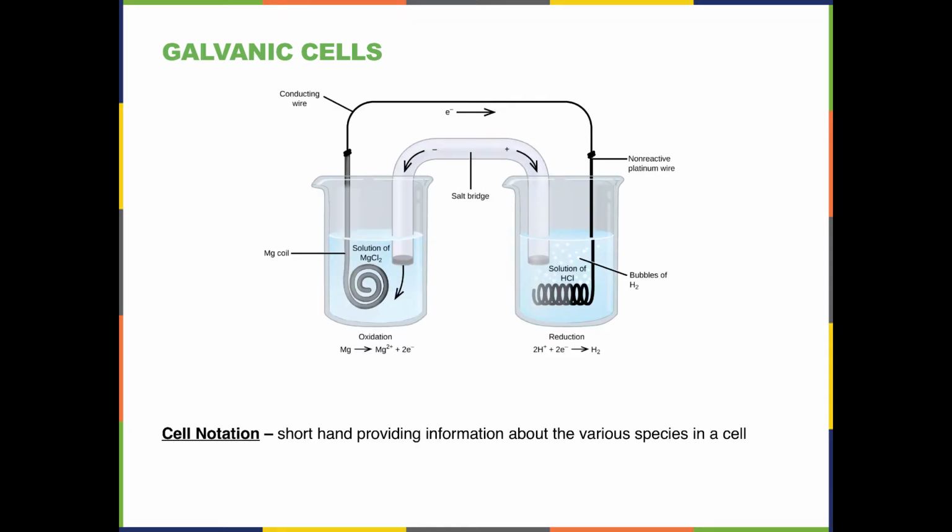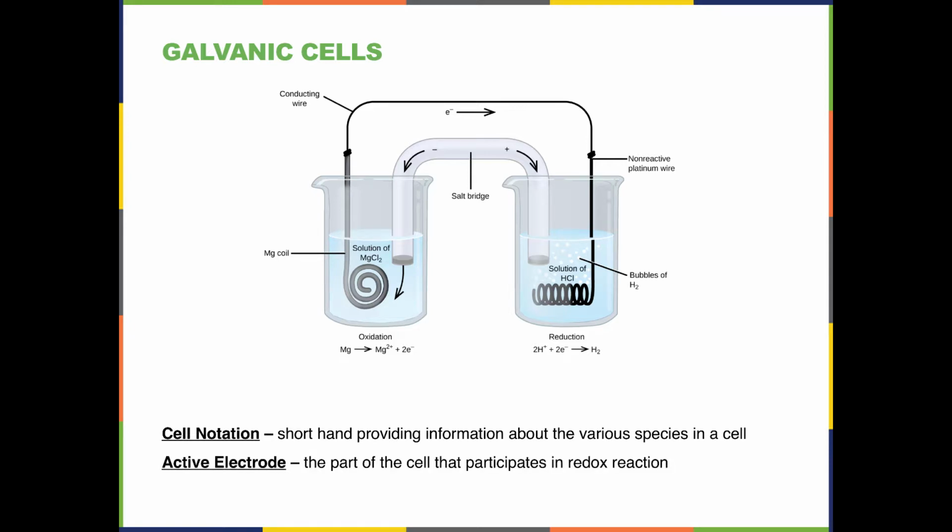Now, there's a standardized notation for writing a cell when you make one, and that's called cell notation. It's a shorthand that provides information about the various parts of the cell.